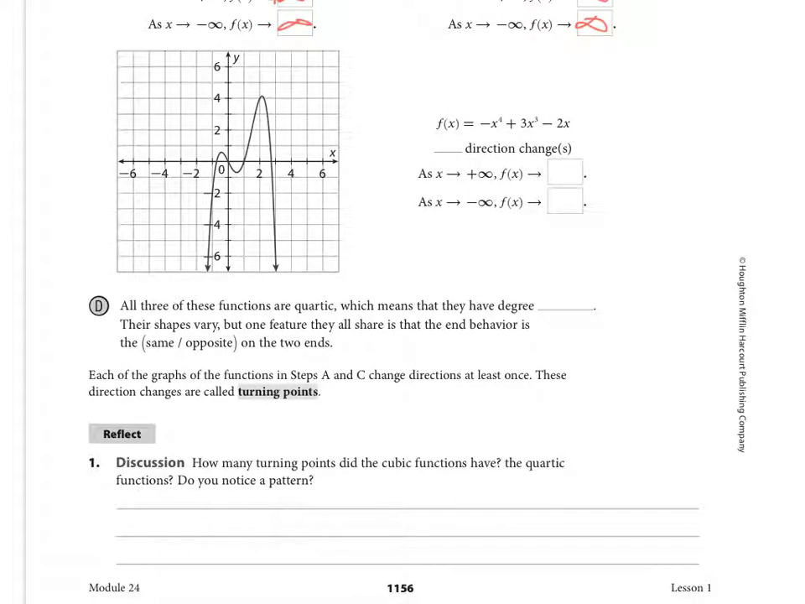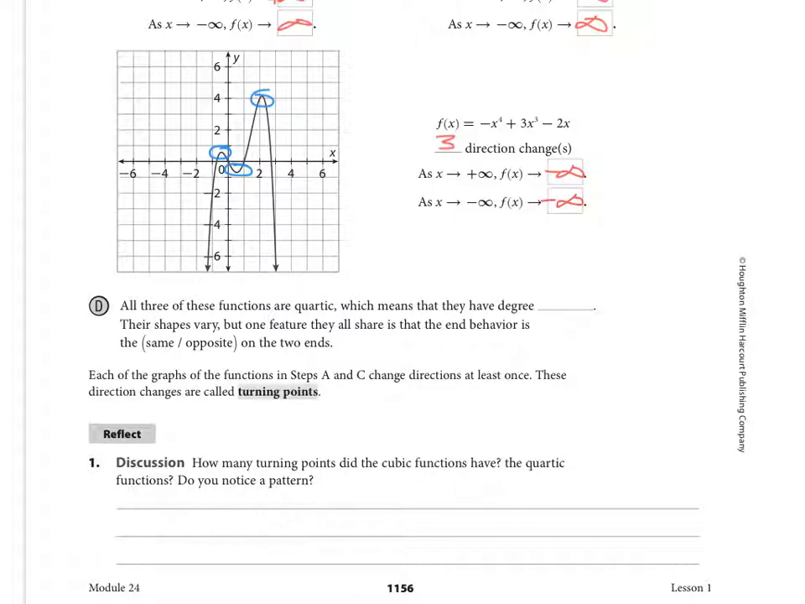Okay. So we look at it. Direction changes, we have 1, 2, 3 humps again. So this one has 3 direction changes. Now, let's do our end behavior. As x goes to positive infinity, to the right, as we go to the right on this graph, just go over here on the far right, where's it going? It's going down to negative infinity. Then as x goes to the left, negative infinity, we go on the left side, where's it going? It's going down to negative infinity again.